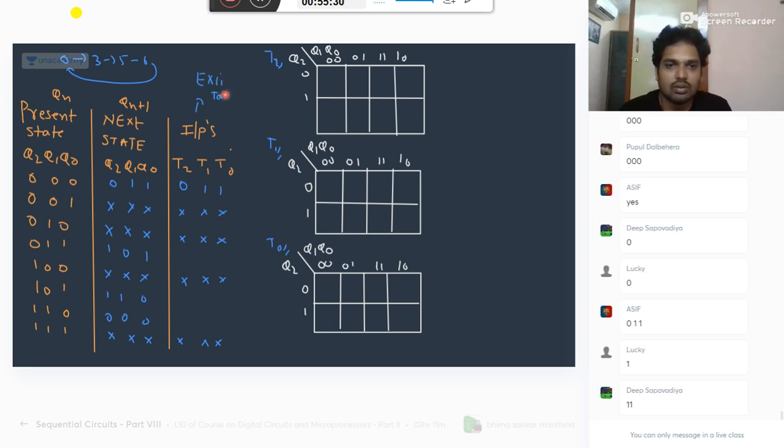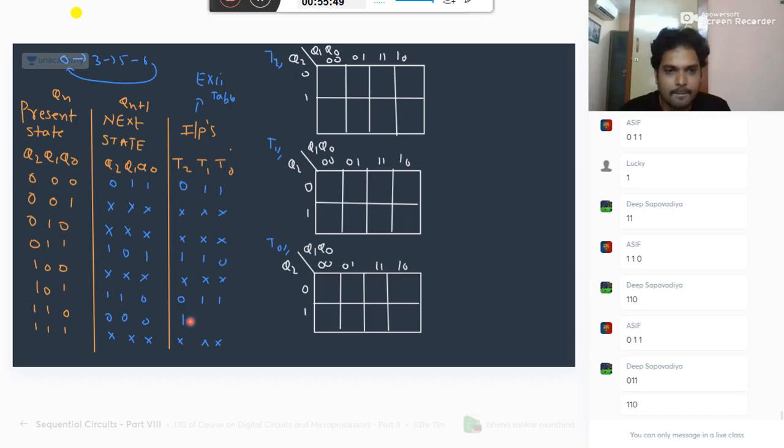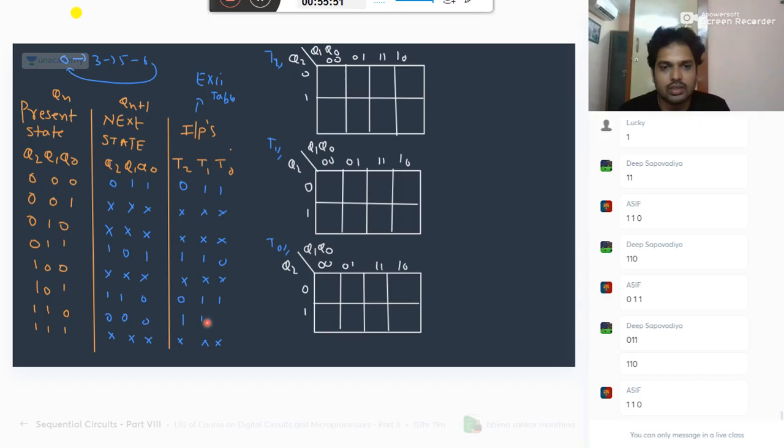Because you are designing here, you are only designing this. So present and next: 0 and 1 are different, 1 and 0 are different, 1 and 1 are same, very good, 1 and 1 are same. 0, 1 different. 1, 0 different. 1, 1, 0, 0. Both the same, it is 0. Just same as the previous question.